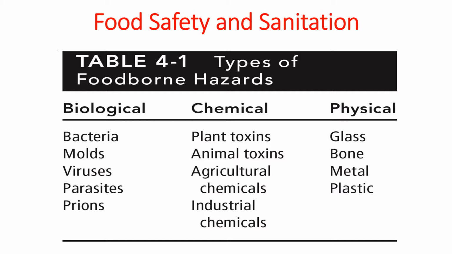And then physical hazards are just things that can happen in the processing of food, things like glass, bone, metal, plastic, those sorts of things that obviously aren't supposed to be there, but show up sometimes and can cause physical injury to somebody who might be eating the food product.